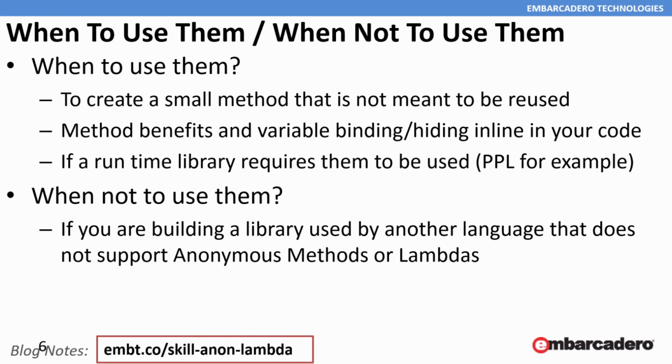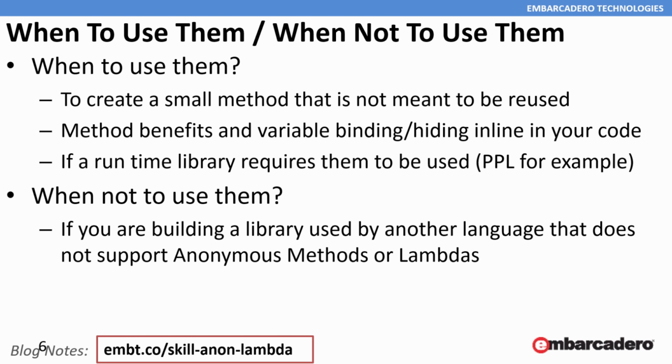Now, when to use them and when not to use them? When to use them: when you need a small method that's not meant to be reused, you can just create a lambda or an anonymous method. You get all the benefits of method variable binding and hiding inline in your code. And if you use a runtime library that requires them to be used, the Parallel Programming Library, for example, these languages support the use of those types of libraries.